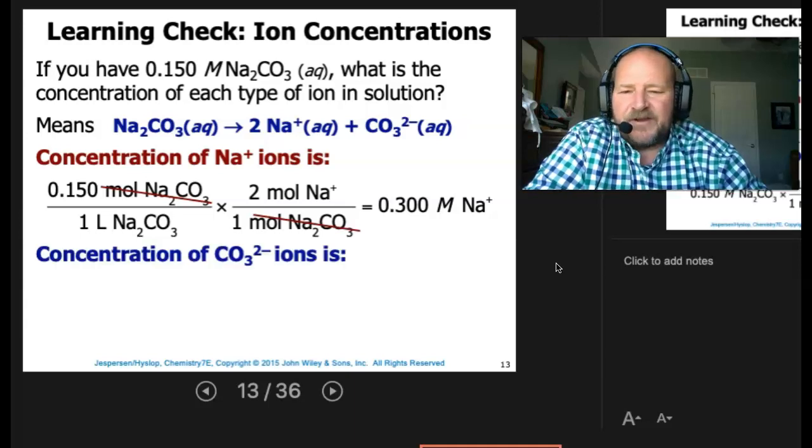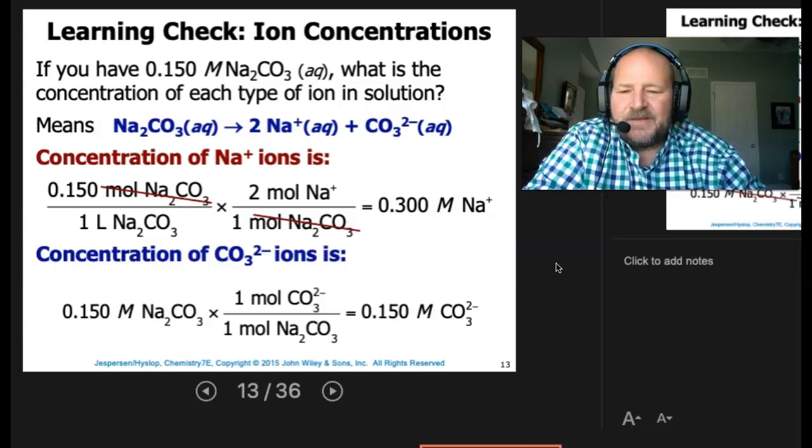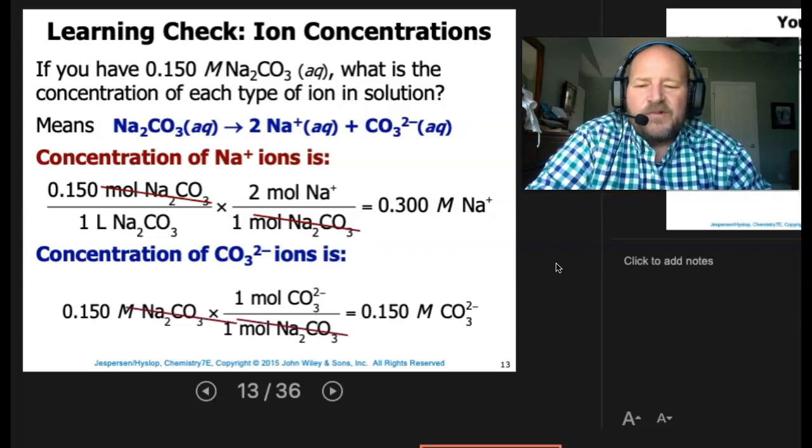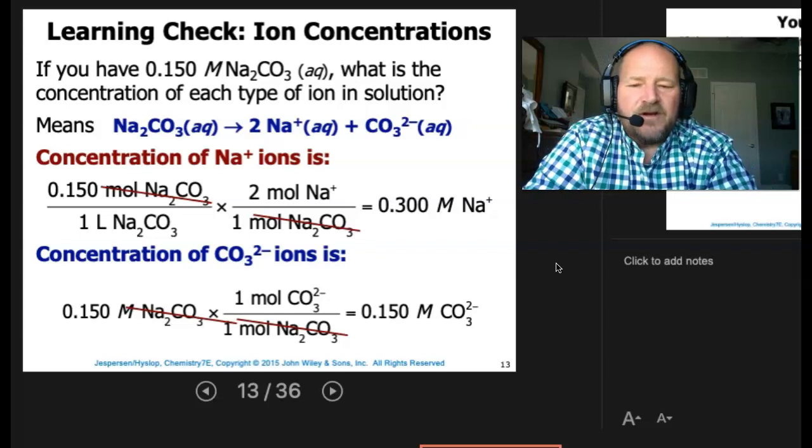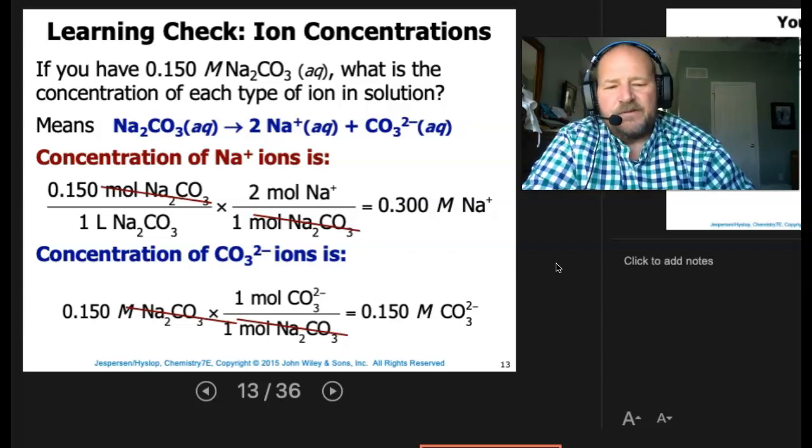Okay, we can see the moles of sodium carbonate cancel out. We can do the same thing for the carbonate, except that second step is going to be 1-to-1. The moles of sodium carbonate will cancel out, and we'll be left with 0.150 molar CO3 2 minus. So hopefully that's pretty straightforward.